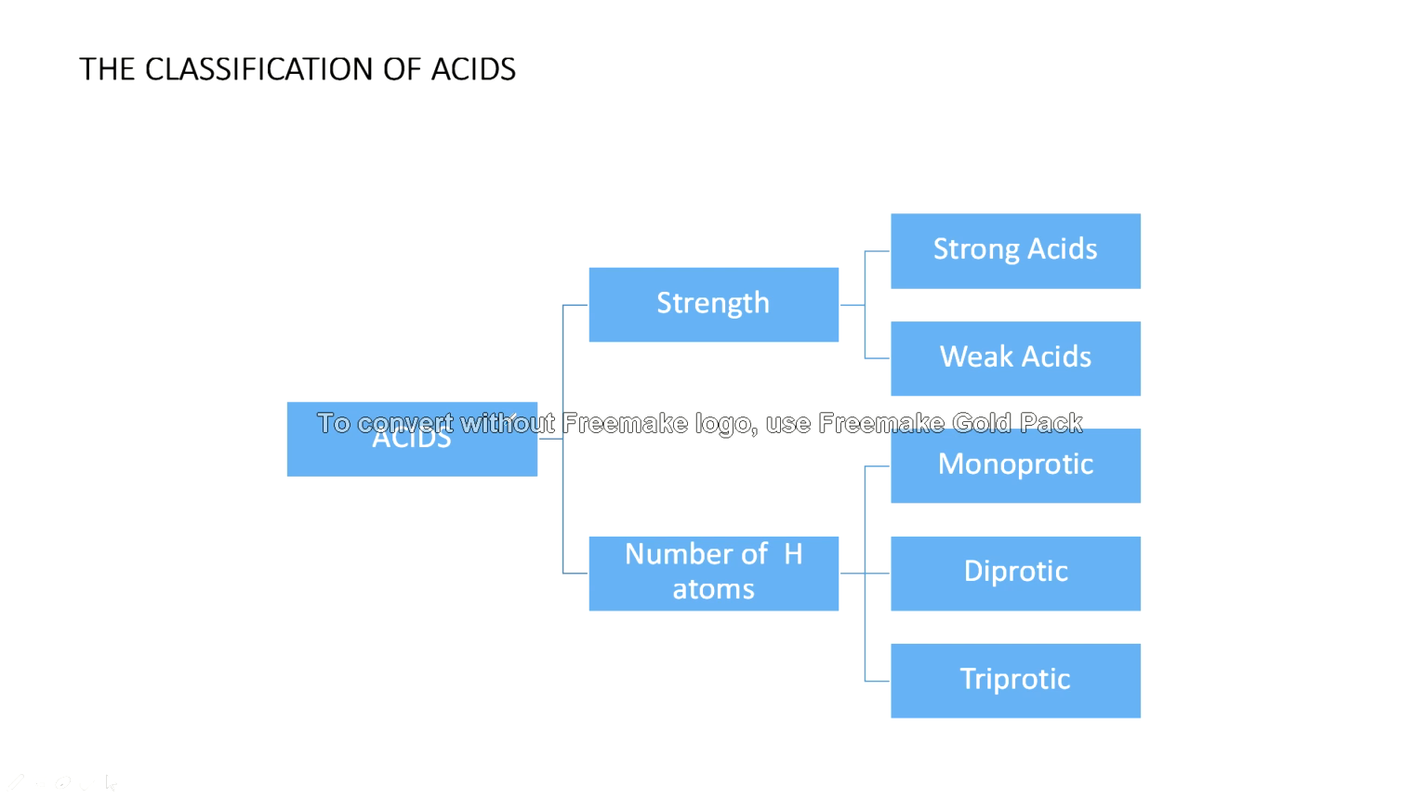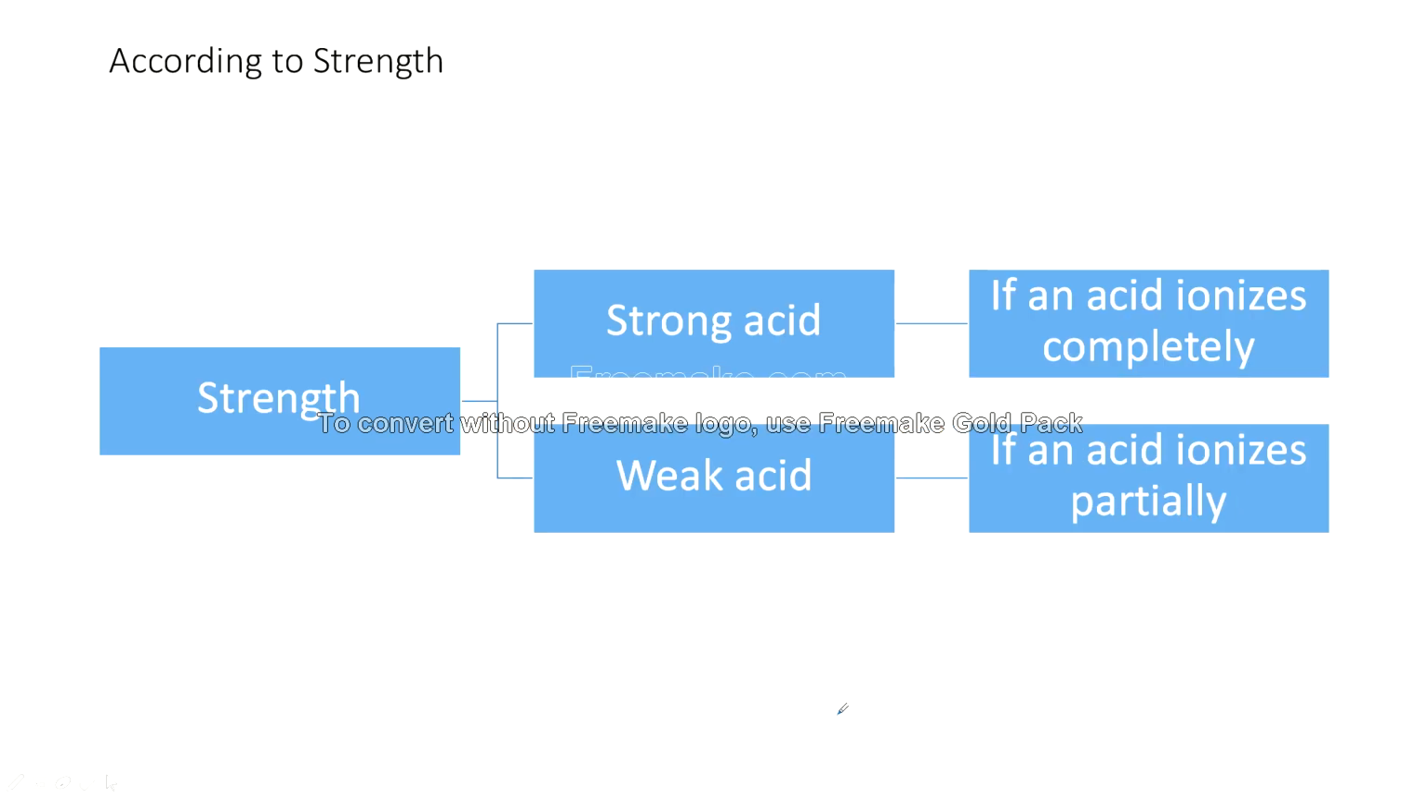An acid may be classified according to the strength and according to the number of hydrogen atoms produced. According to the strength, we have strong acids, we have weak acids. According to the number of hydrogen produced, we have monoprotic, diprotic, or triprotic acid. Let's go a little bit deeper into the classification according to the strength.